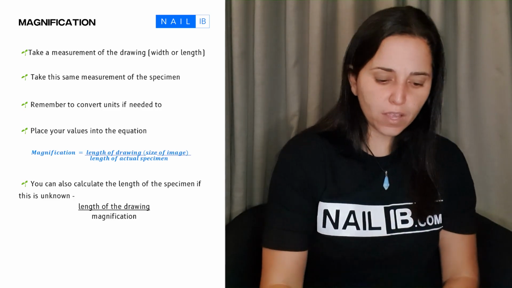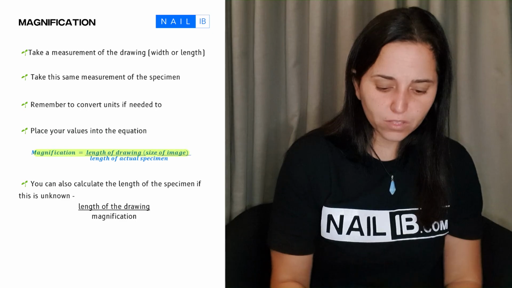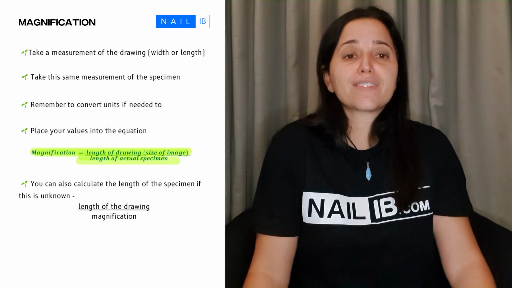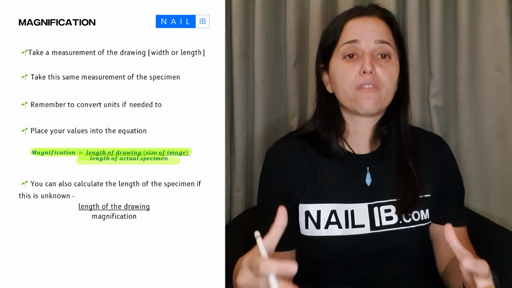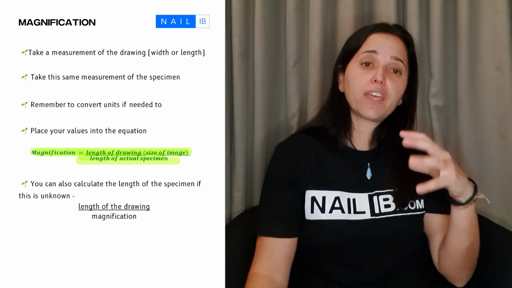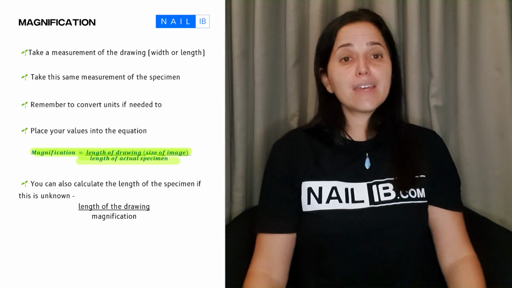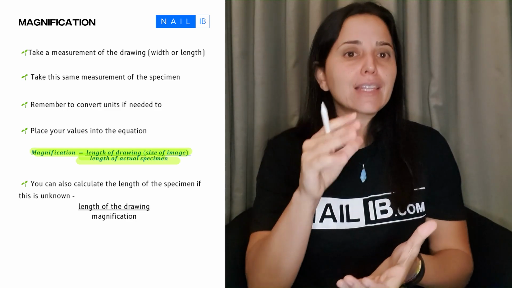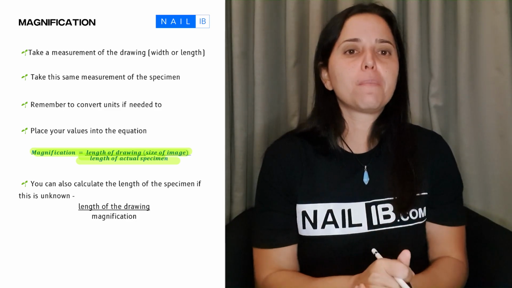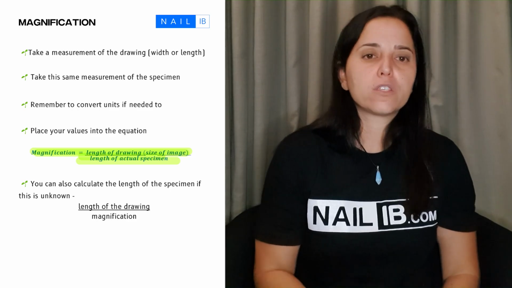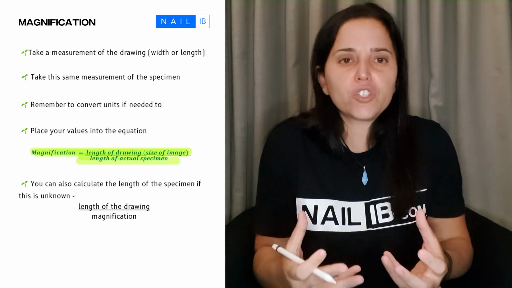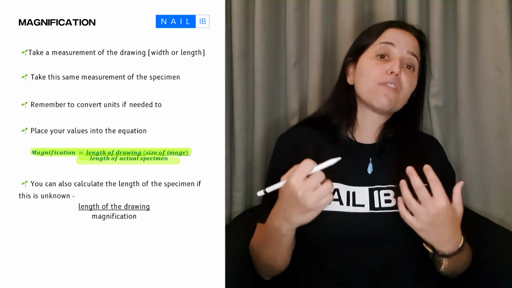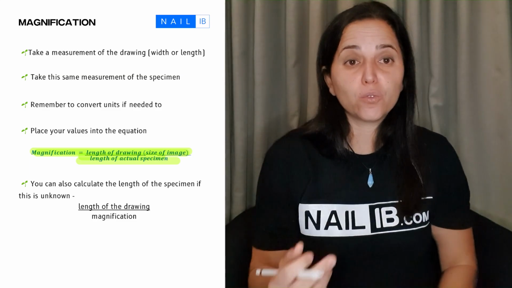So this equation right here, you really have to know. This will definitely show up in your paper. It will show up. And I will show you examples of what kind of questions will show up, but you have to know this equation really well. Magnification is how big it is. The image is actually the drawing or the picture that you see in the paper. And the actual specimen is the real size. You don't see that in your paper or in your task. It's in real life. So it definitely will be hard for you to know unless they give it to you in numbers.